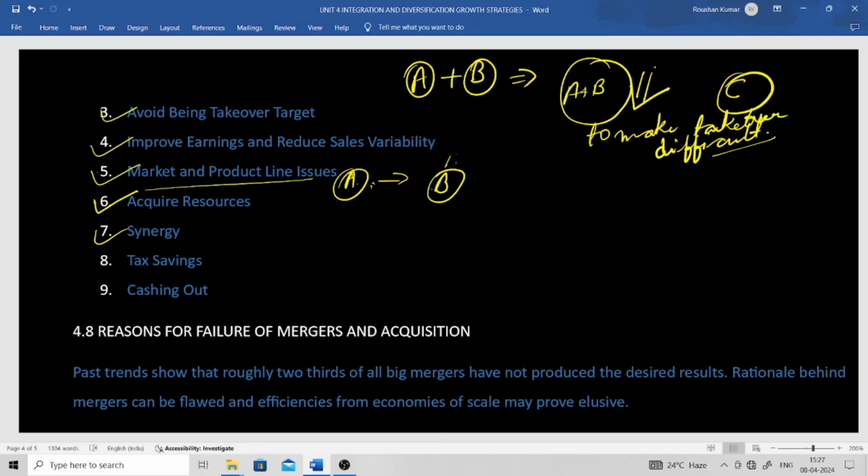Then the ninth one is cashing out. So in the case of cashing out, what happens? For a family-owned business, when the owners wish to retire or otherwise leave the business and the next generation is uninterested in the business, the owners may decide to sell to another firm for purposes of retirement or cashing out. If the deal is structured correctly, there can be significant tax savings also.